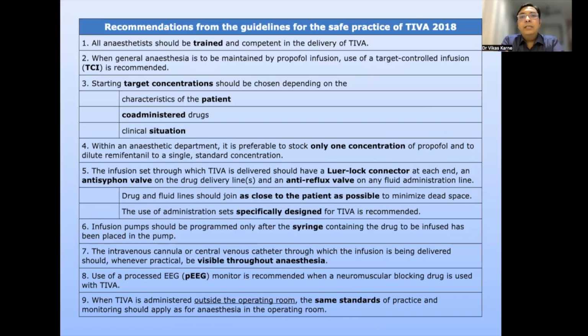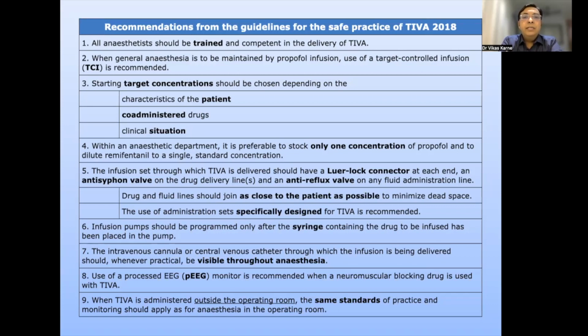When general anesthesia is to be maintained by propofol infusion, use TCI preferably, especially in cases like neuroanesthesia. The starting target concentration should be chosen depending on the characteristics of the patient, co-administered drugs, and clinical situation. Within an anesthetic department, it is preferable to stock only one concentration of propofol. We can't have 1% propofol and 2% propofol, because if we mistakenly aspirate 2% and set up the pump for 1% propofol, it can lead to fatal events.